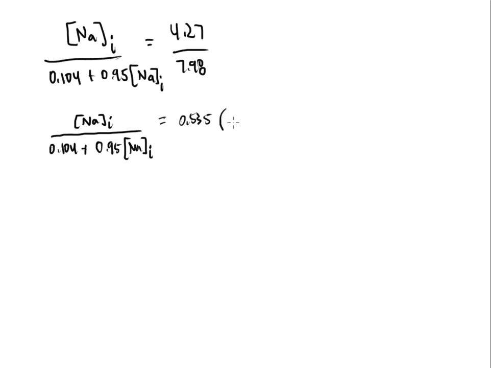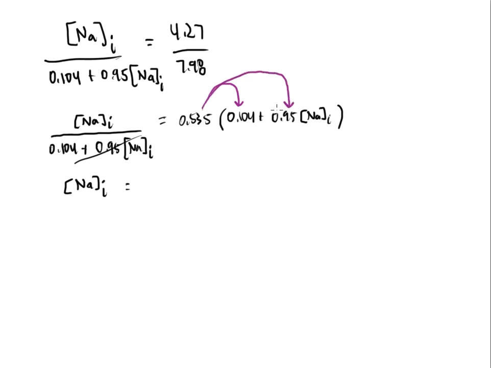So I need to multiply this 0.535 by 0.104 plus 0.95 times bracket NAI. So this cancels, and I am left with NAI equals this garbage over here on the right-hand side. Now, how do we solve that in algebra form? Well, this is called the distributive property. So I'll take this number, multiply by that one, and then I take that number and I multiply by this one. So that goes to every single thing on the inside. Now, keep in mind that this stays together. Those are not separate terms, okay?